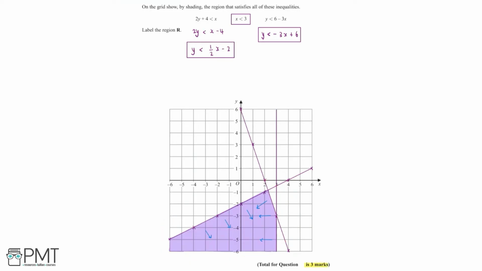Now this question is worth 3 marks. We get the first 2 marks for correctly drawing each of the 3 lines. And we get the third and final mark for the correctly shaded area, which you can see in our diagram is shaded in purple, allowing us to get the full 3 marks needed in this question.